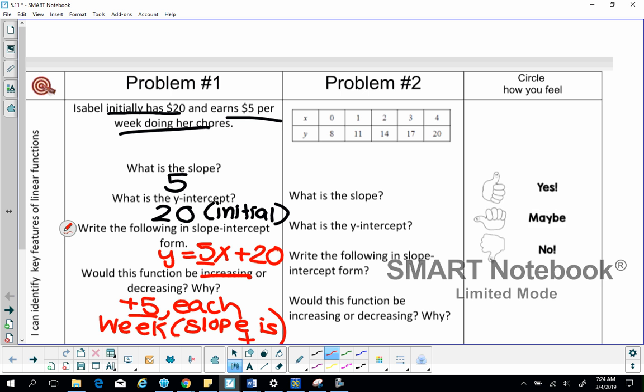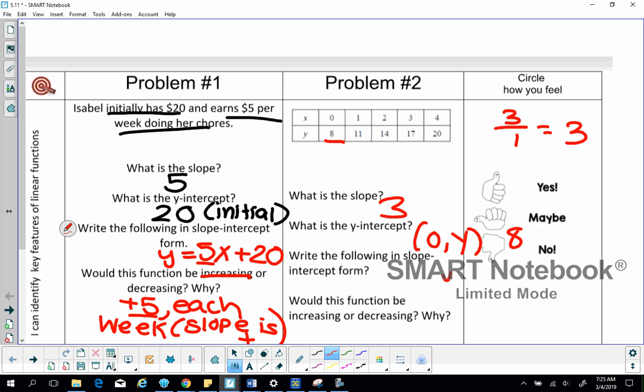Cool. You can tell me what the slope of the table is. Anyone get it? 3. How do you get that? Cool. So you can see, okay, the change in y is 3. So I know it's 3 divided by the change in x, which is 1, which is 3. Beautiful. What's the y-intercept? 8. Remember OY? I can never remember the y-intercept. The O will be for when x is 0, and when x is 0, y is 8.